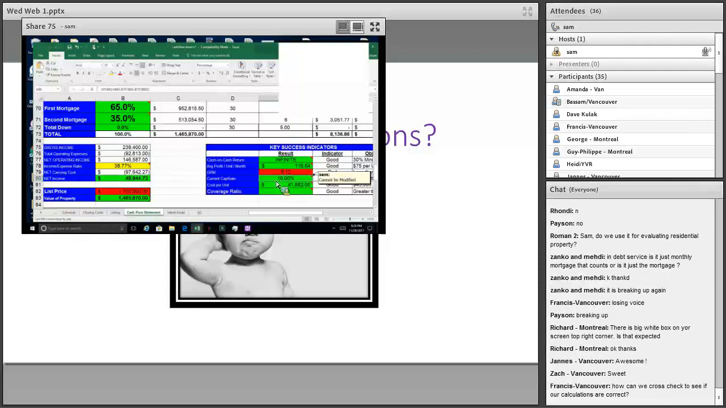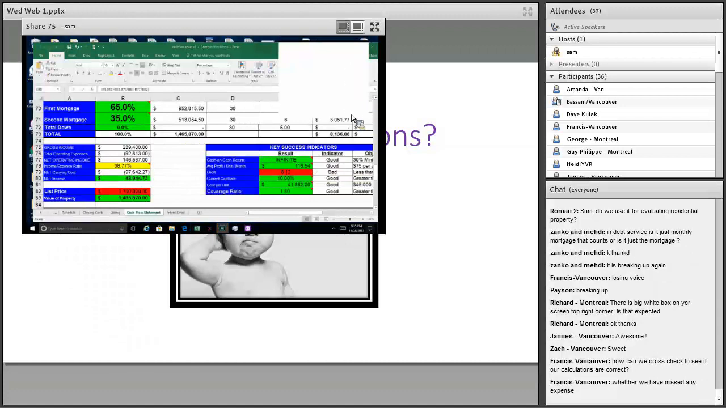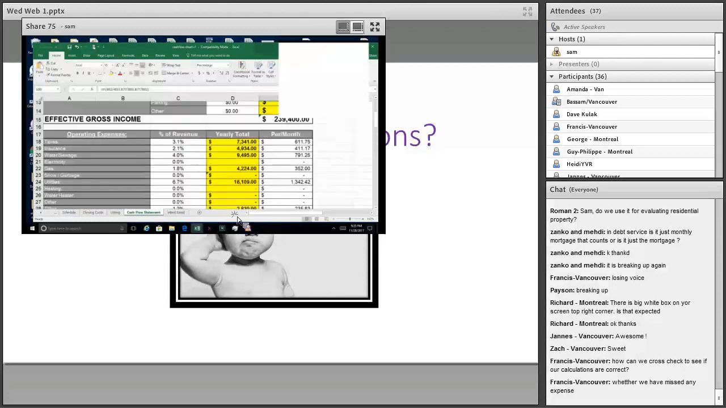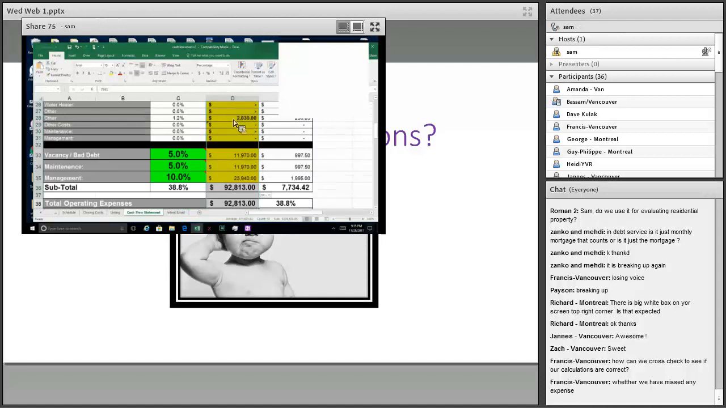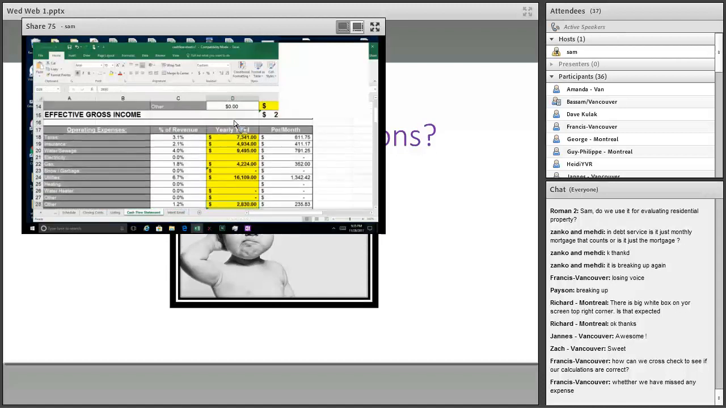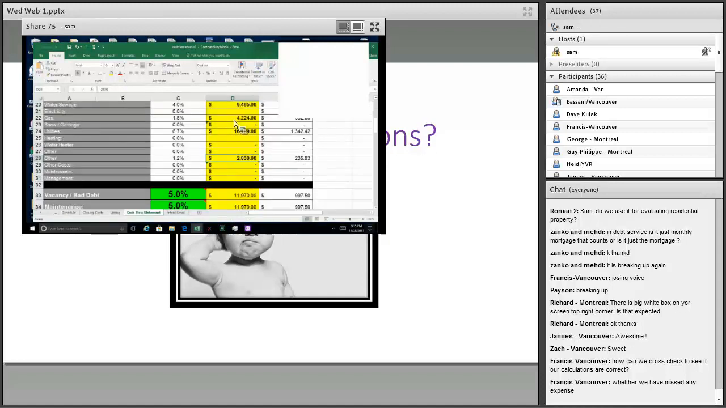How can we cross-check to see if our calculations are correct? What calculations? On another sheet, are you using something else, maybe? Whether we have missed expenses. Okay, great. So obviously, this is a great question. The expenses that we have here are provided by the seller. Now, if the seller doesn't provide complete information, we get that information.